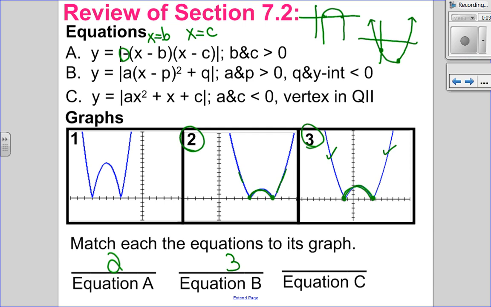Lastly, equation C, we have this one here in general form, ax squared plus x plus c, where a and c are both negative, and the vertex is in quadrant 2. So we have a vertex in quadrant 2, the graph opens down, and c, which is the y-intercept, is also negative. So for that to happen, it looks like both of my x-intercepts have to be negative, which matches here. Okay, the U-shaped piece is positive, so it will stay positive. The two arms that are below the x-axis will be reflected above, so it looks like this does in fact match equation C.